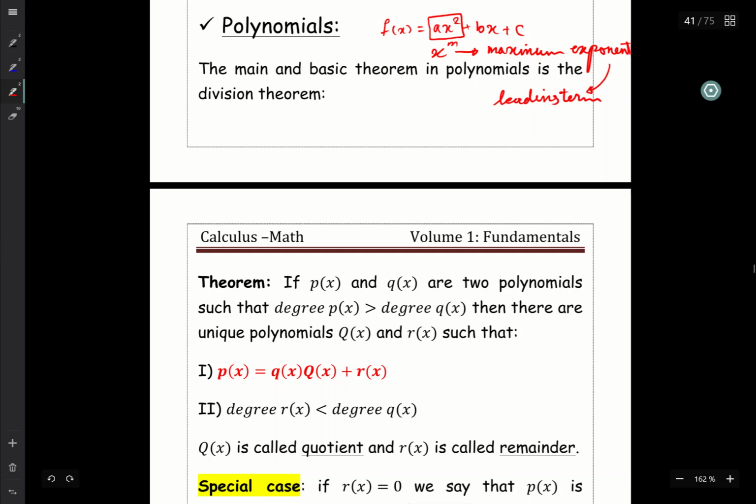And typically we order the polynomial either from the highest degree to the lowest degree, or from the lowest degree, which is 0, to the highest degree m. So the highest degree is called the degree of the polynomial p or f or whatever. So the main and basic theorem in polynomials is the division theorem. How do we divide polynomials?